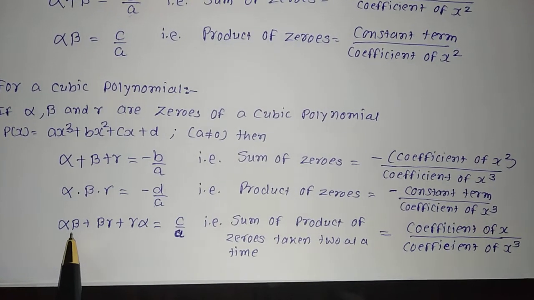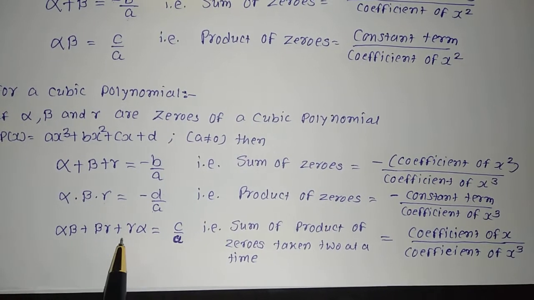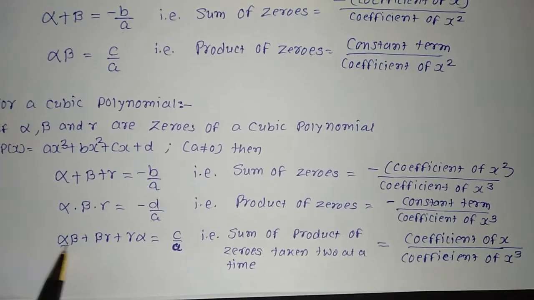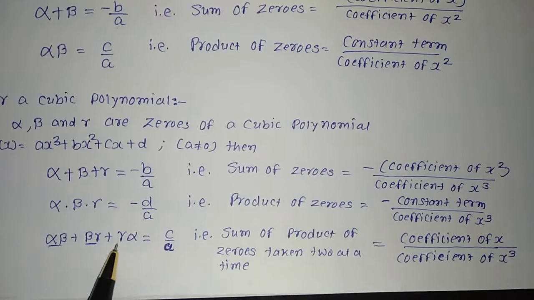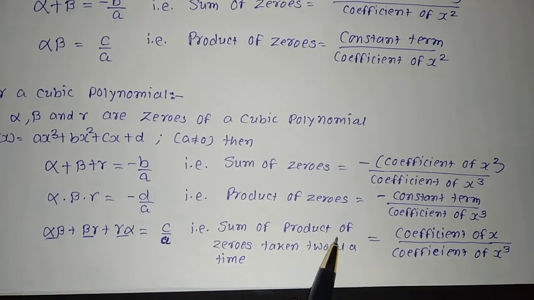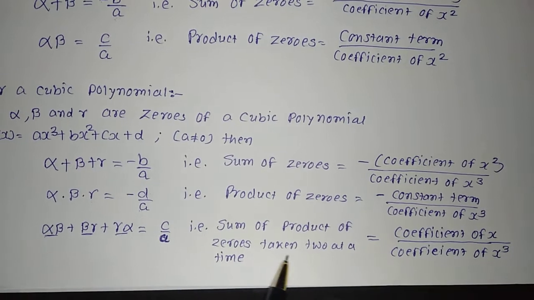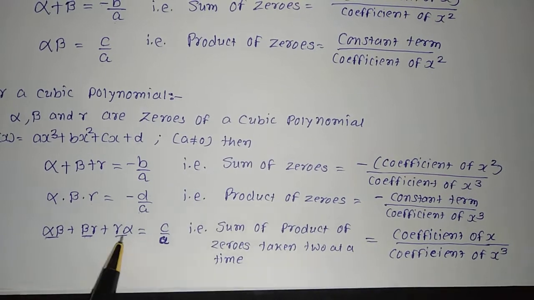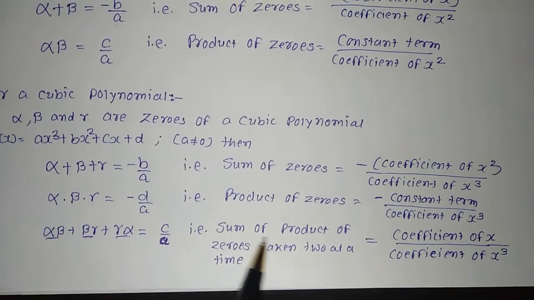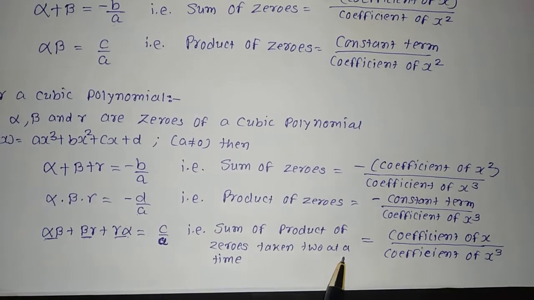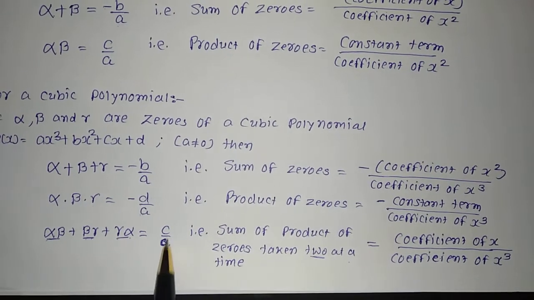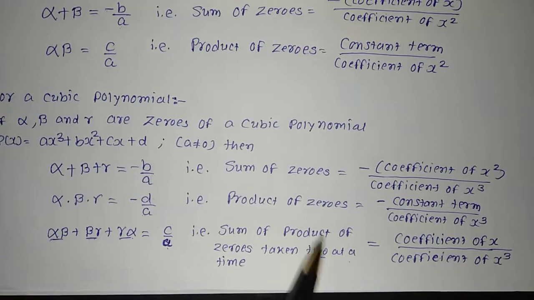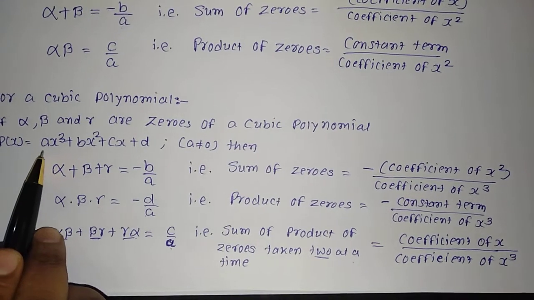Now alpha into beta plus beta into gamma plus gamma into alpha is equal to c upon a. That is the sum of the product of zeros taken two at a time. We have taken alpha beta, beta gamma, gamma alpha, and we did the sum total of all of them. So the sum of the product of zeros taken two at a time is equal to c upon a. What is c? c is the coefficient of x, so we write coefficient of x upon a. What is a? a is the coefficient of x cube.